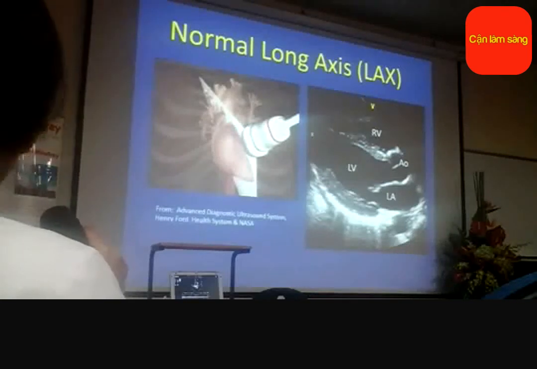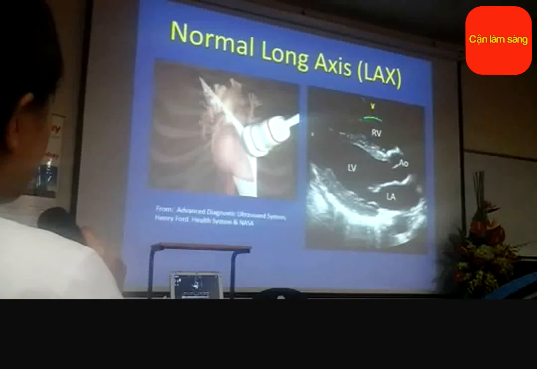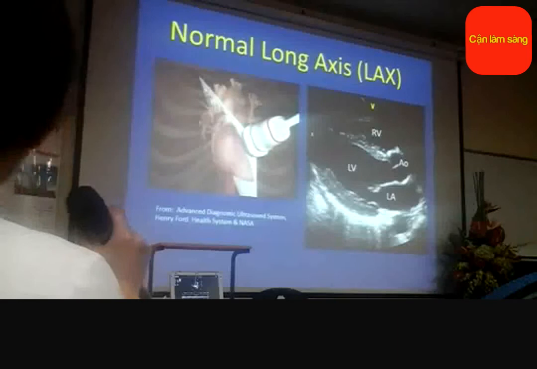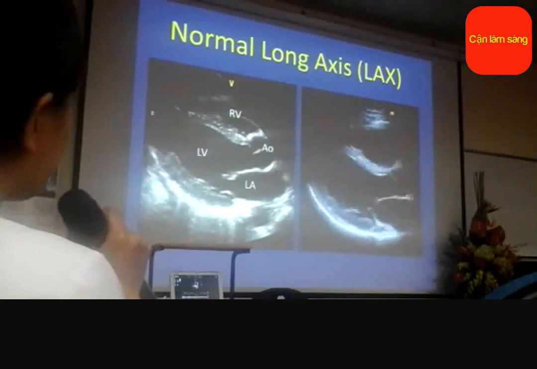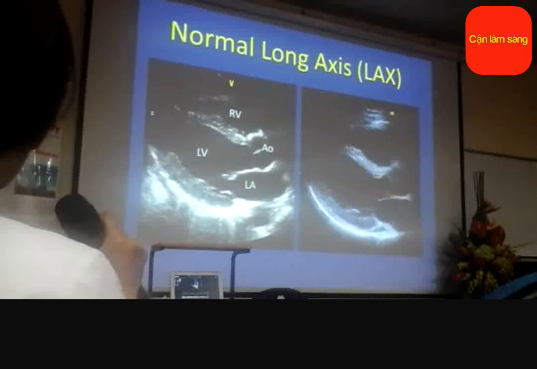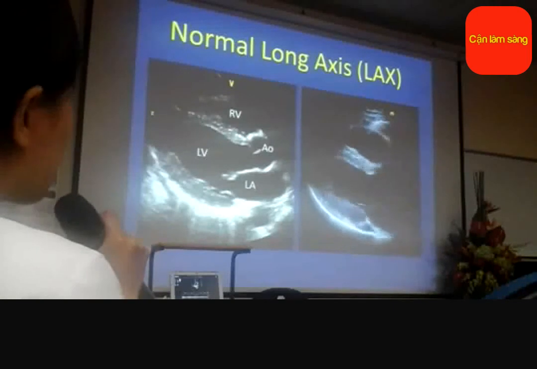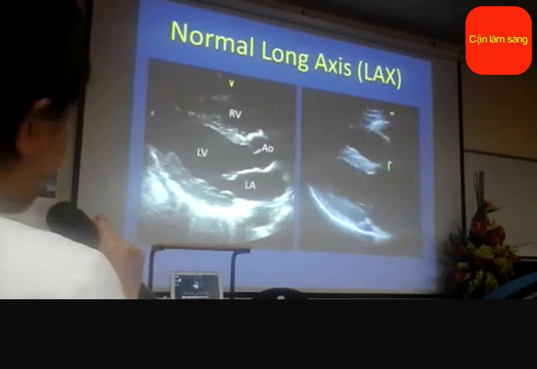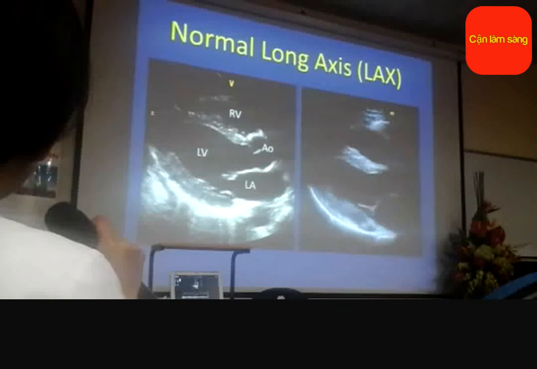So of course we see the left atrium, left ventricle, aorta, and some of the right ventricle. So this is the anatomy in a still image. This is looking at motion. And for all the images, I like to look in a systematic fashion. I start with the left atrium, and I want to see if the left atrium is normal in size. If the aorta is normal in size, the left atrium should be about the same size, maybe slightly larger.